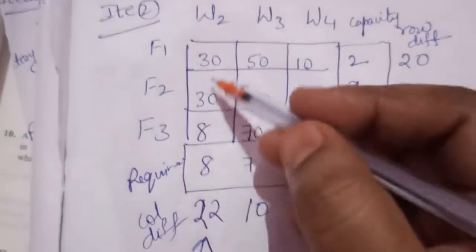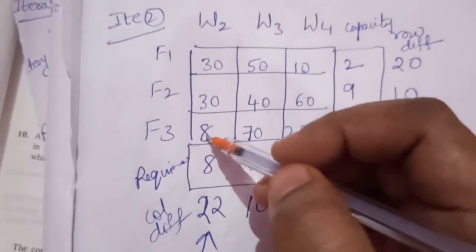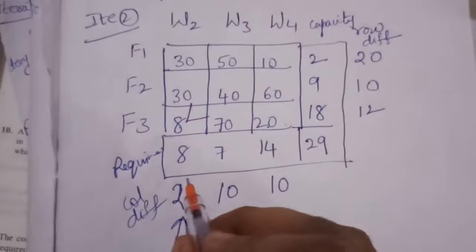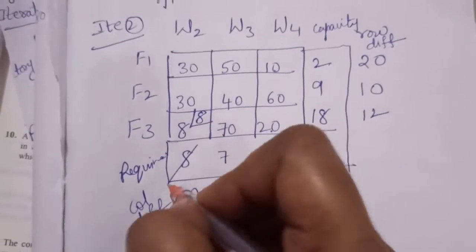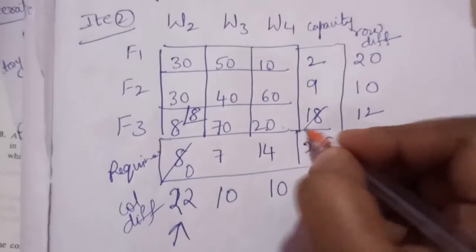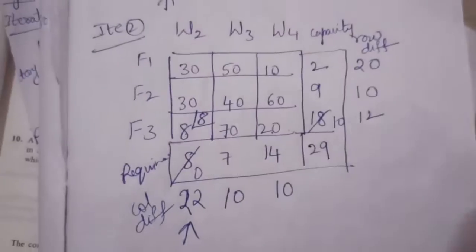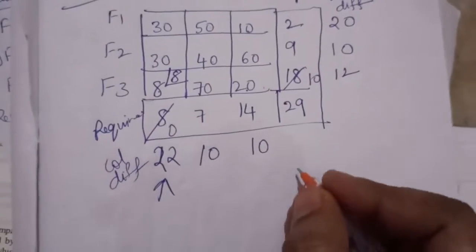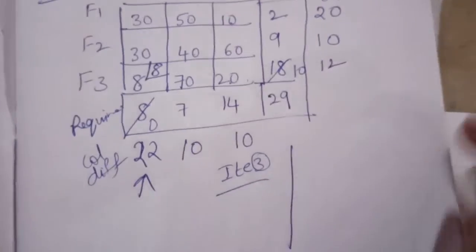We select this column, and in it 8 is the minimum cost value. So select this cell; the maximum allocation we can make is 8. Here 0 will come, here 10 will come. So for the next iteration W2 will not be there. Now I am taking iteration 3.